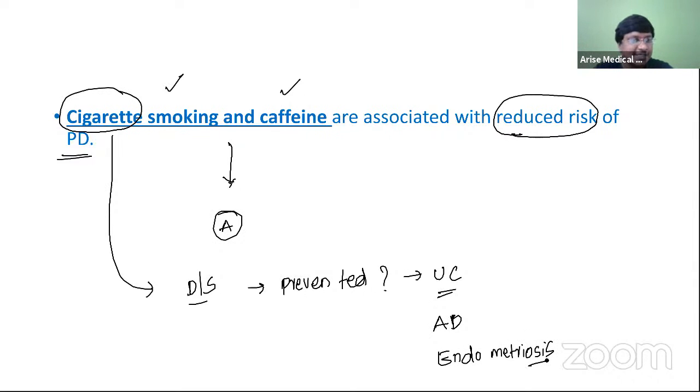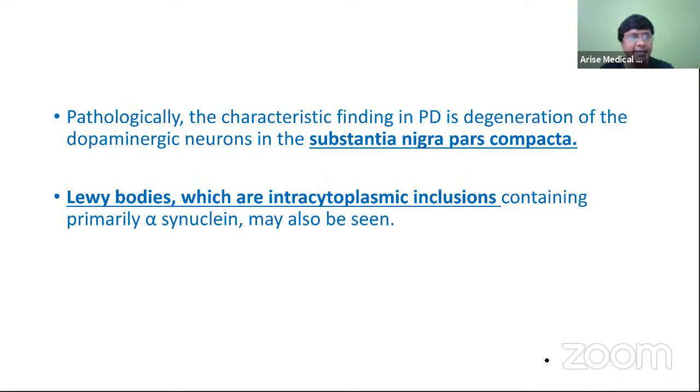So these are the diseases that can be prevented by your smoking. Endometriosis as well as endometrial carcinoma can be prevented by cigarette smoking. Right? Now, where is the pathology in Parkinsonism?